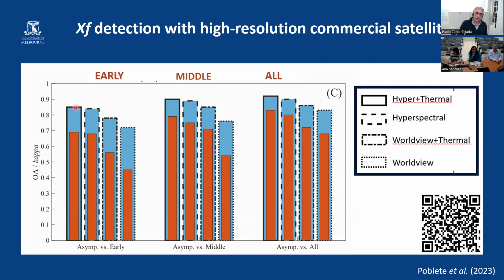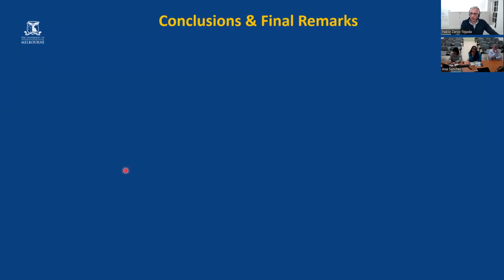The problem is when our focus is the early detection. In the case of the early detection, not only the overall accuracy decreases, but more important, the kappa coefficients, meaning that we are going to make much more false positives and false negatives than when we use hyperspectral and thermal data. So, final remarks and conclusions of these things I'm talking about.